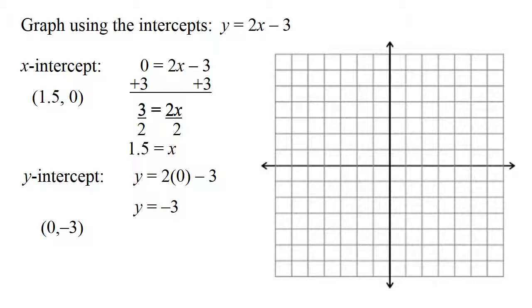So I'm going to plot those. 1.5, 0 is on the x-axis, 0, negative 3 is on the y-axis, and now I draw my line. And remember, you only need 2 points to find the equation. Now, of course, the danger here is because I only got 2, I don't know if I made a mistake or not, but what we're trying to do is have a slightly faster way of doing the problem.